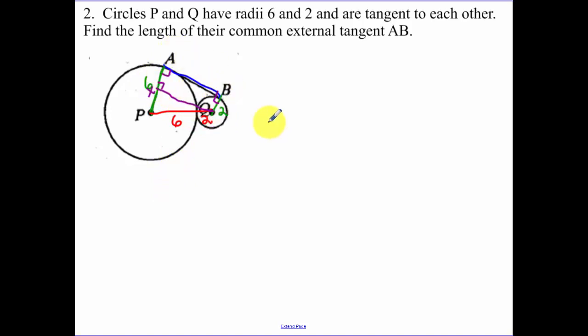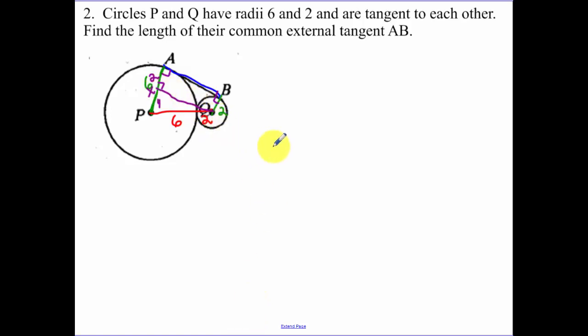ABQX is a rectangle. So therefore, since opposite sides of a rectangle are equal, I know AX is 2, making PX 4. Now we have a right triangle in here. So if I find QX, that's going to help me find AB. So let's write out an equation to find QX.